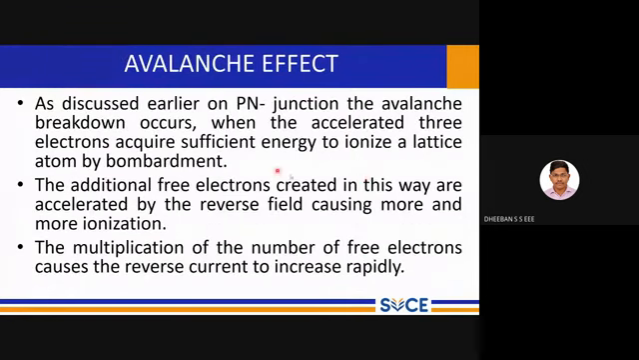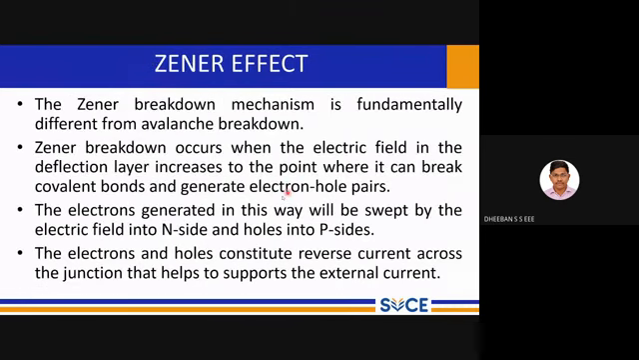If the energy increase or the free electron production is entirely based upon ionization, then it is entirely based upon the avalanche effect. At the same time, if it is based upon the breakage of the covalent bond and generation of new electron hole pairs, then it is your Zener effect.